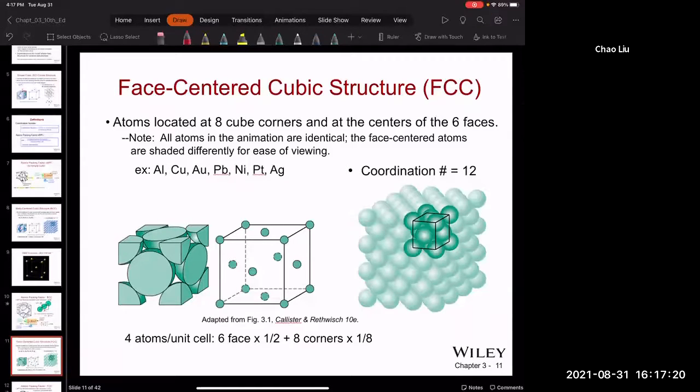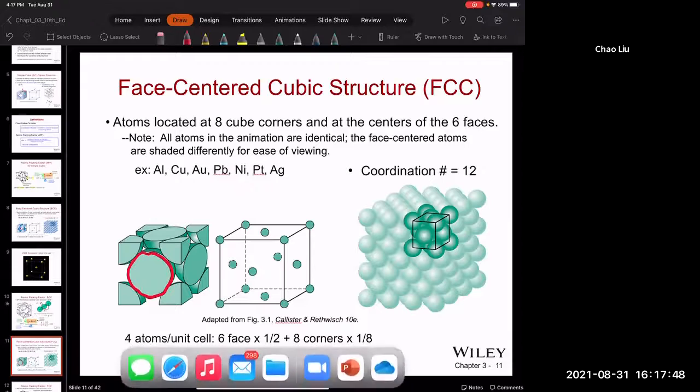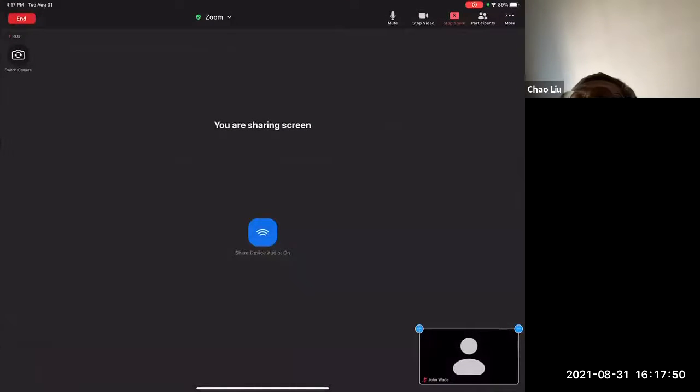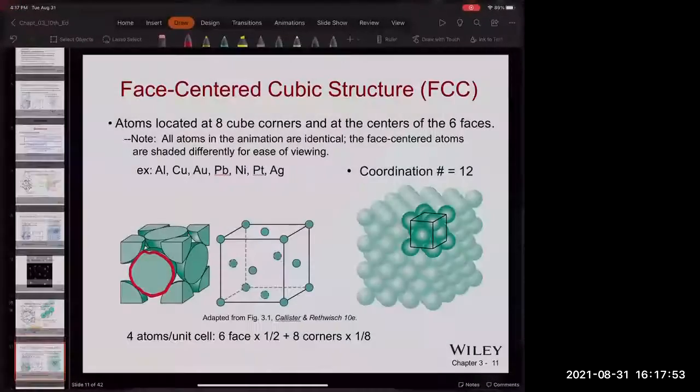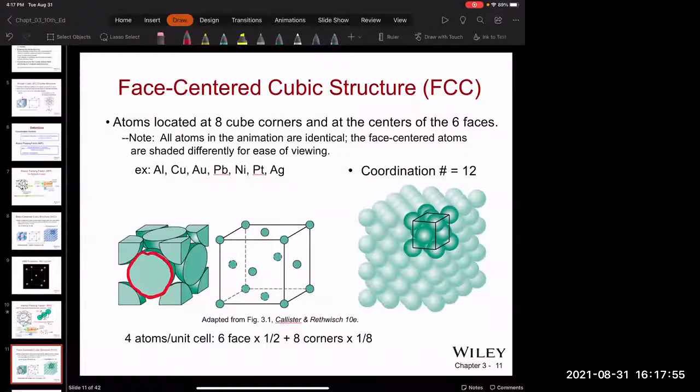FCC is the face center, meaning on each one of the faces, you're going to have an atom with the center to be the atom. So this one is the face of a unit cell, and the center of the atom is going to be right on the surface. That's why this is a face center cubic structure. So that is the next structure that you're going to study on Friday.